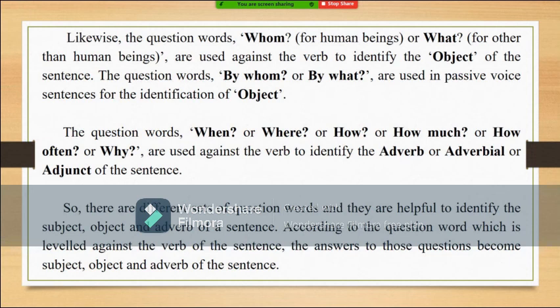So there are different sets of question words and they are helpful to identify the subject, object and adverb of a sentence. According to the question word which is asked against the verb of a sentence, the answers to those questions become the subject, object and adverb of the sentence.